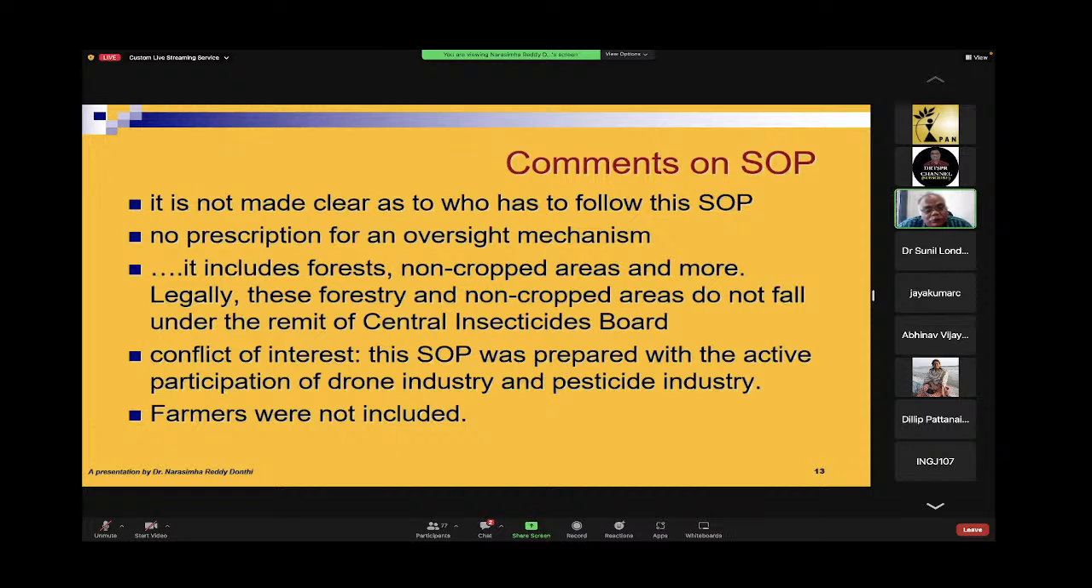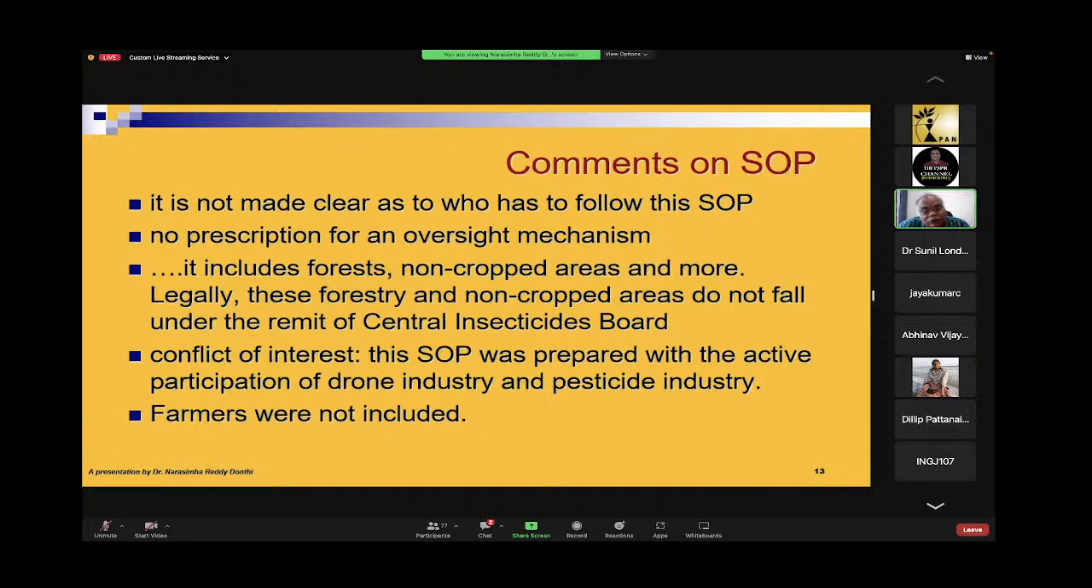Central Insecticide Board is related to insecticides and it works under Insecticide Act 1968. But forest, non-crop areas do not come under the jurisdiction of Central Insecticide Board. Yet, they have issued a SOP for forests as well.